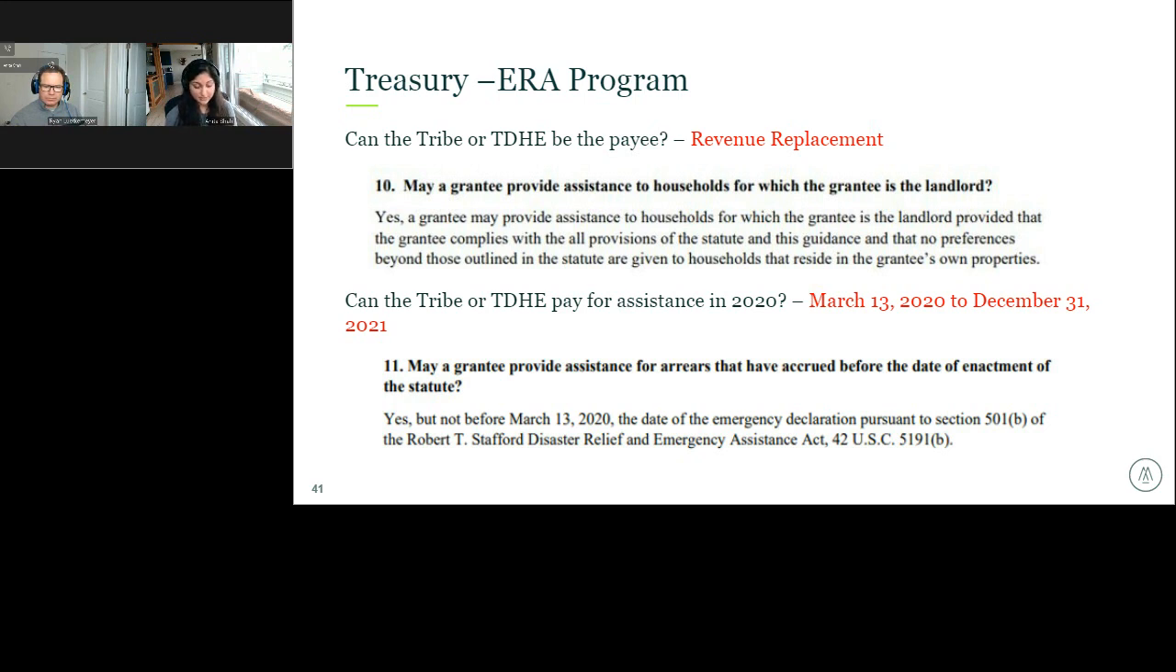It would be similar to basically revenue replacement for any rental assistance programs that the tribe or tribal designated housing entities is operating. And unlike the CRS that specifically says you can't have revenue replacement, this one would allow for that. And then there was also a question that we received on this about, well, can this assistance be used for 2020, even though this was issued on December 27th of 2020? And they do say that it can be used for rent arrears from March 13th, 2020 onwards to the end of this year of 2021. So I think this is a program that I'm hoping a lot of tribes and tribal designated housing entities have looked into.